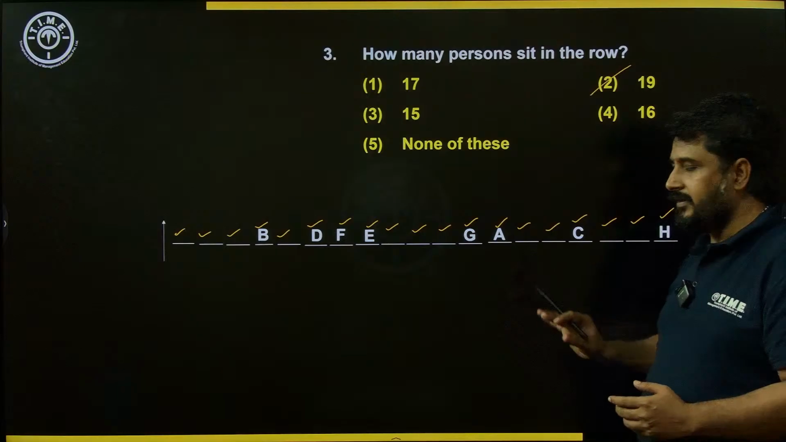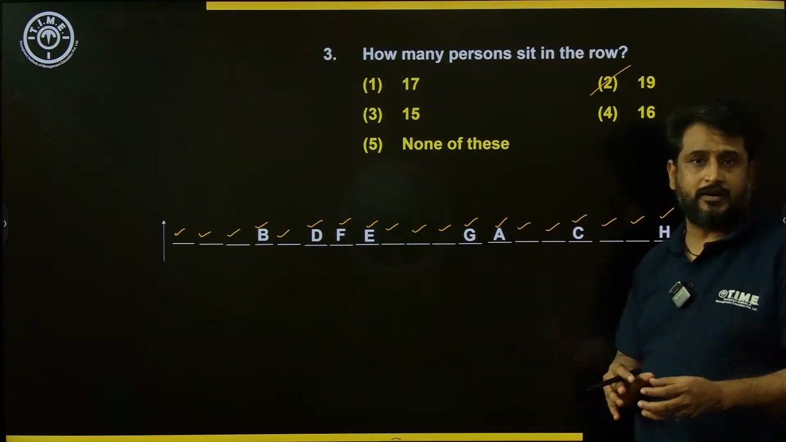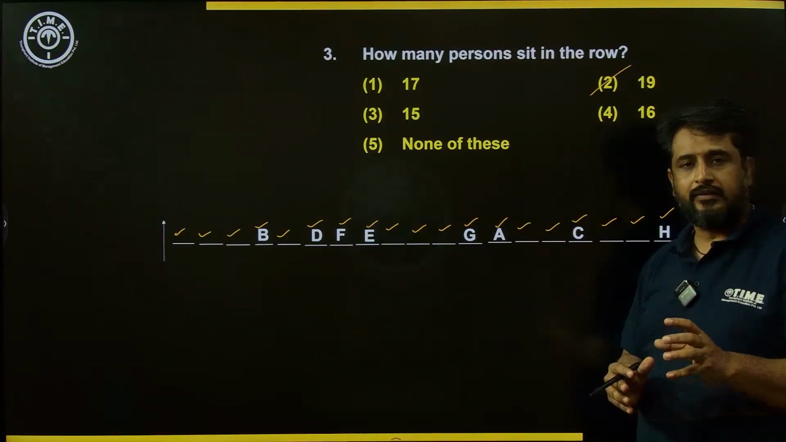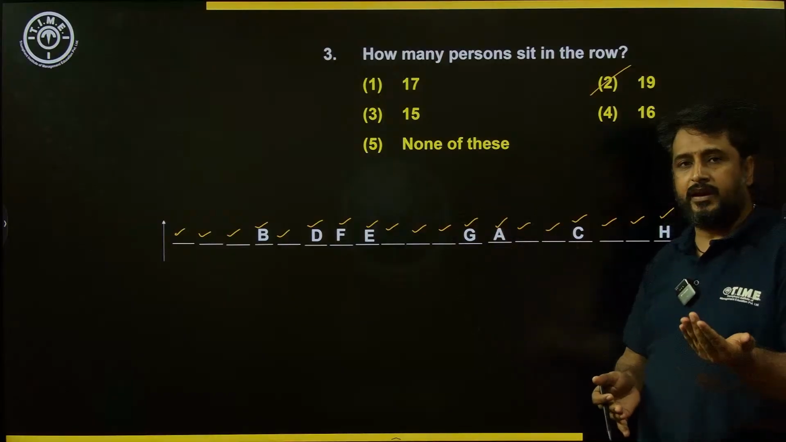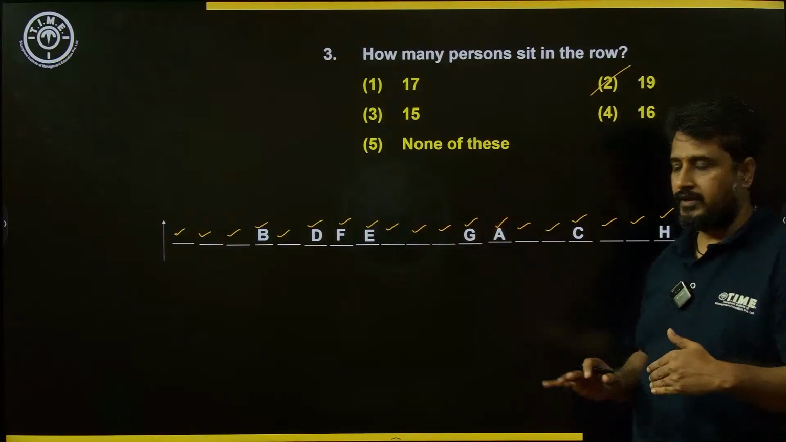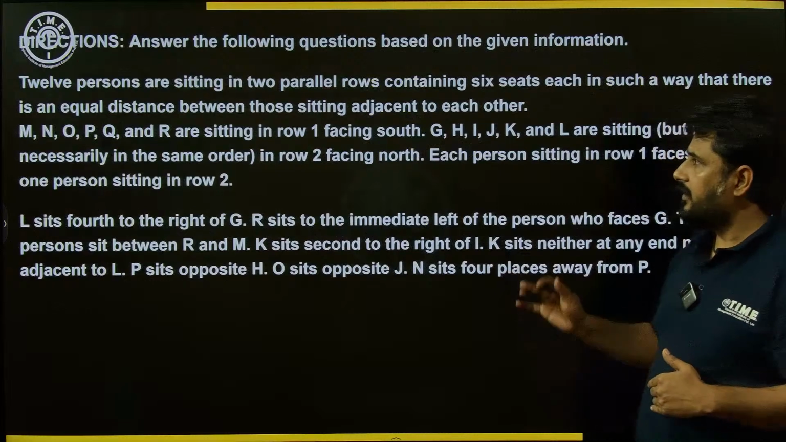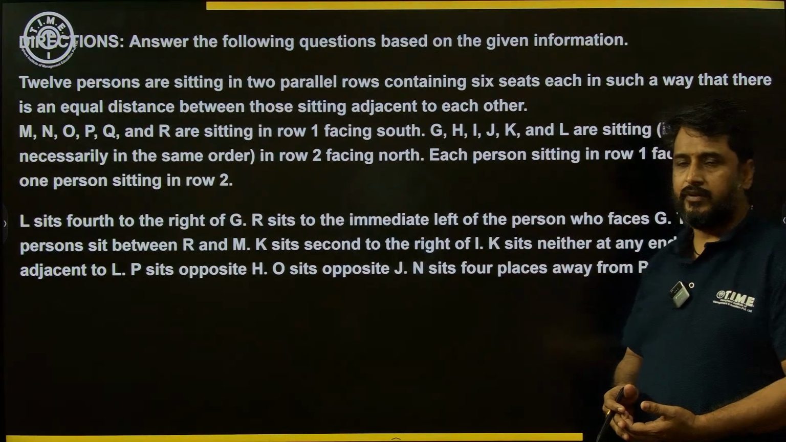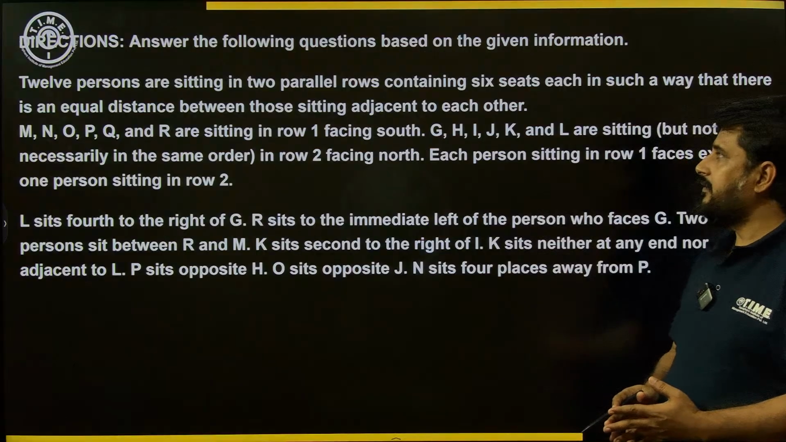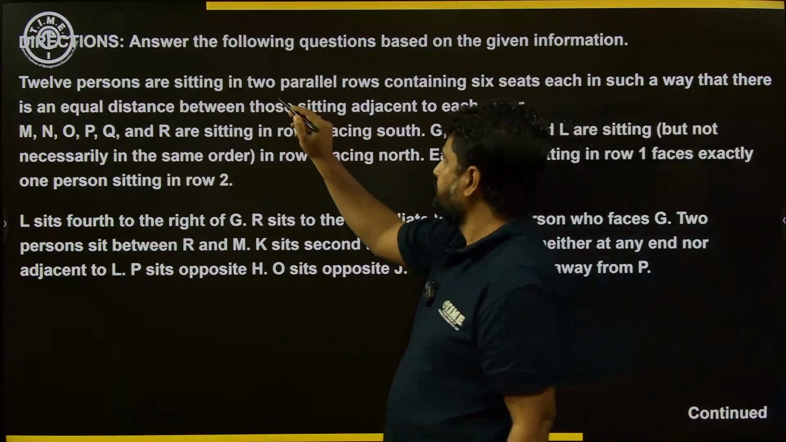Even the next set, what we are discussing, is also very, very important for RRB PO as well as clerical prelims. If it is a clerical prelims, you may even get a lower level than this. Okay. Right. What is this model? A parallel row arrangement.